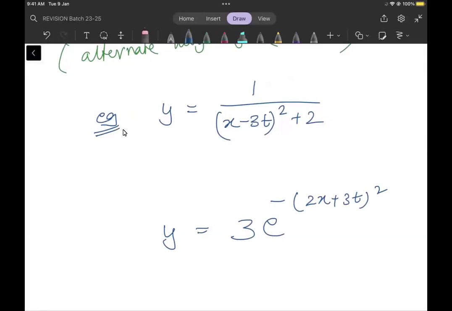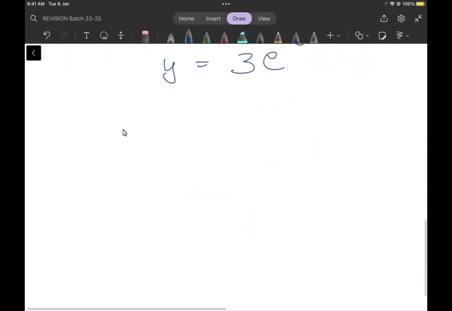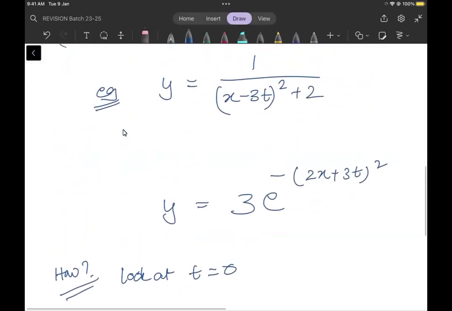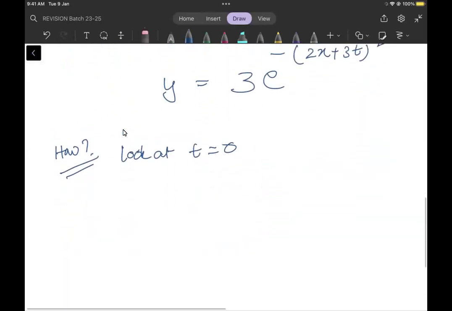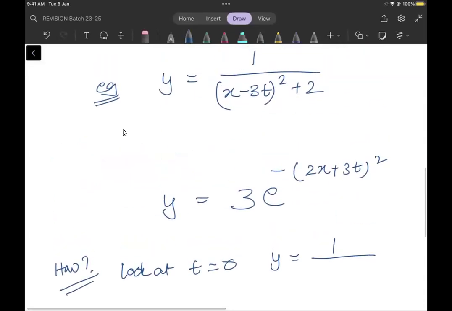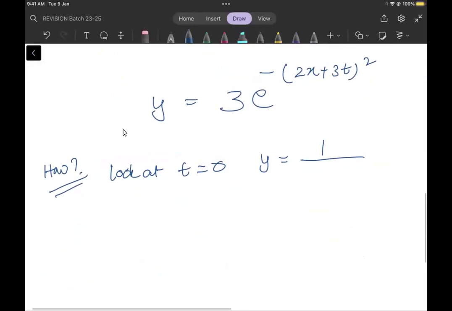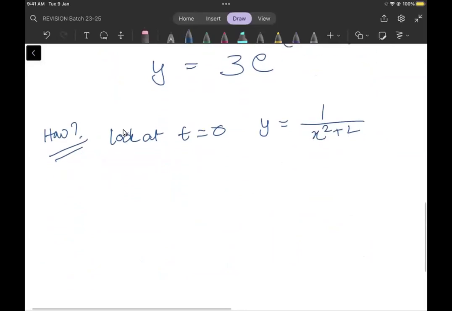ये जो functions हैं ये सब traveling wave के expressions हैं. All these represent a traveling wave. How are they representing a traveling wave? So to do that, all you have to do is look at t is equal to 0. So when t is equal to 0, this function will become y is equal to 1 upon x square plus 2. Y is equal to 1 upon x square plus 2.